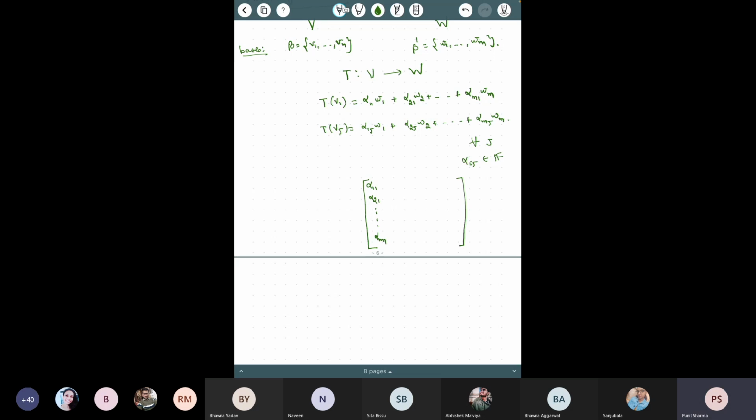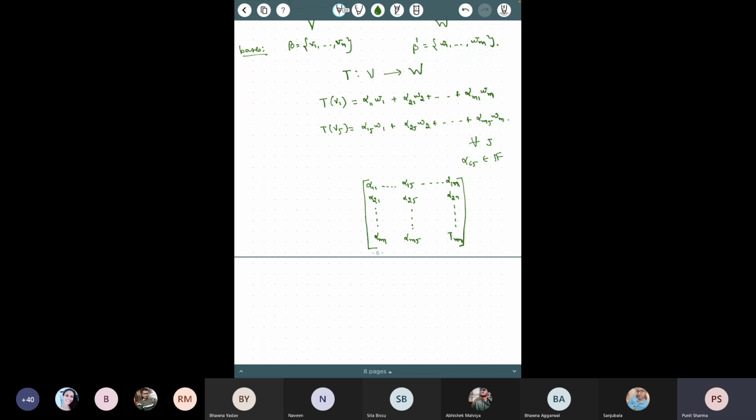Similarly, I will do it for T of V2 also and so on. So the jth column of this matrix would be the coordinates of T of Vj with respect to this basis B dash. So it would be alpha 1j, alpha 2j, and so on up to alpha mj. And similarly, the last column, the coordinates of T of Vn, would be alpha 1n, alpha 2n, and so on up to alpha mn. Right?